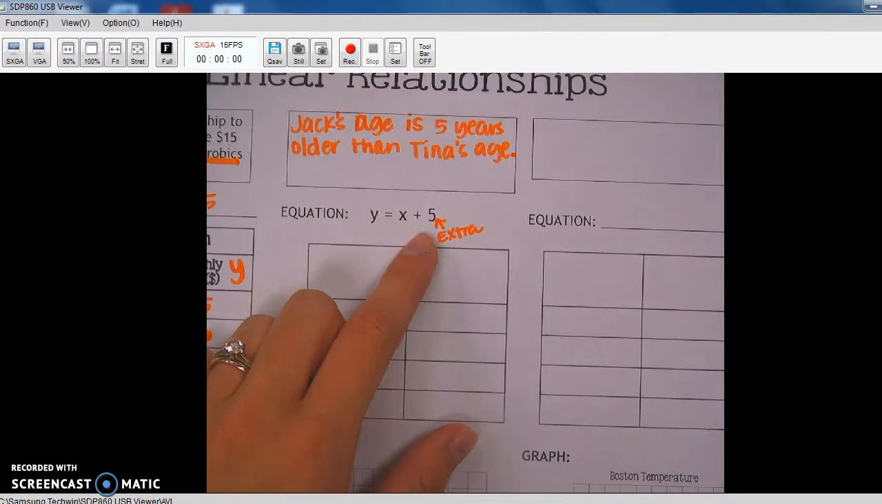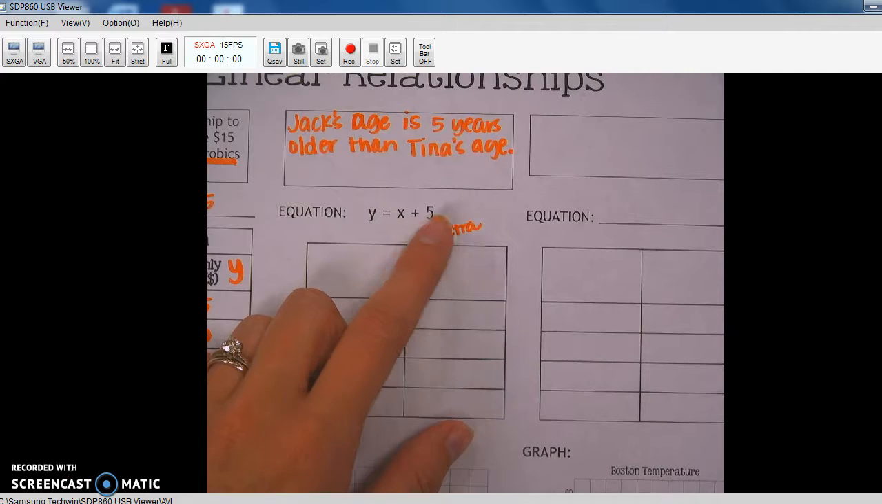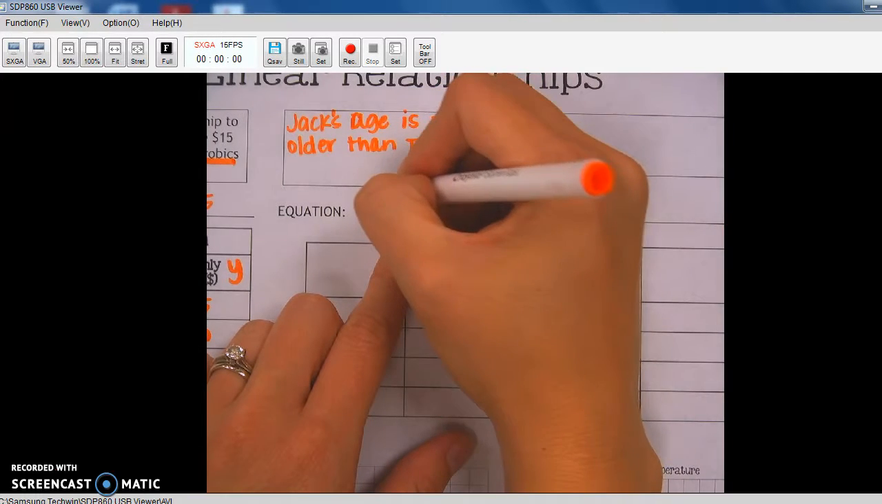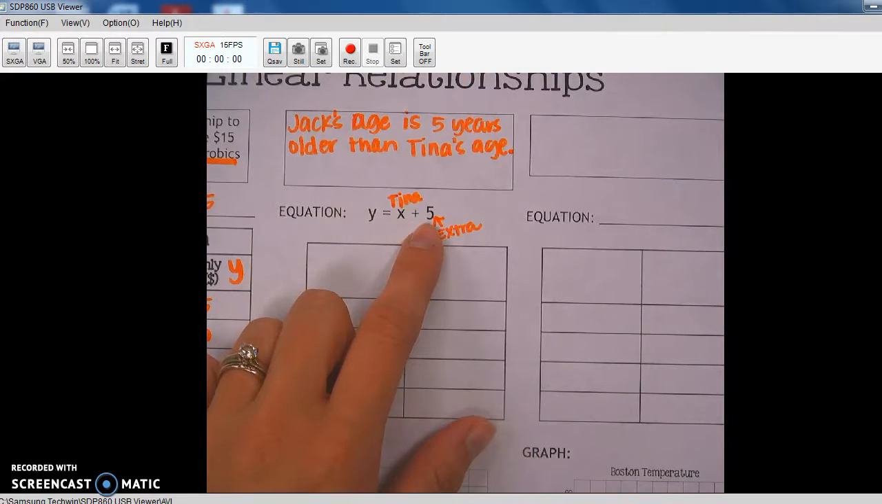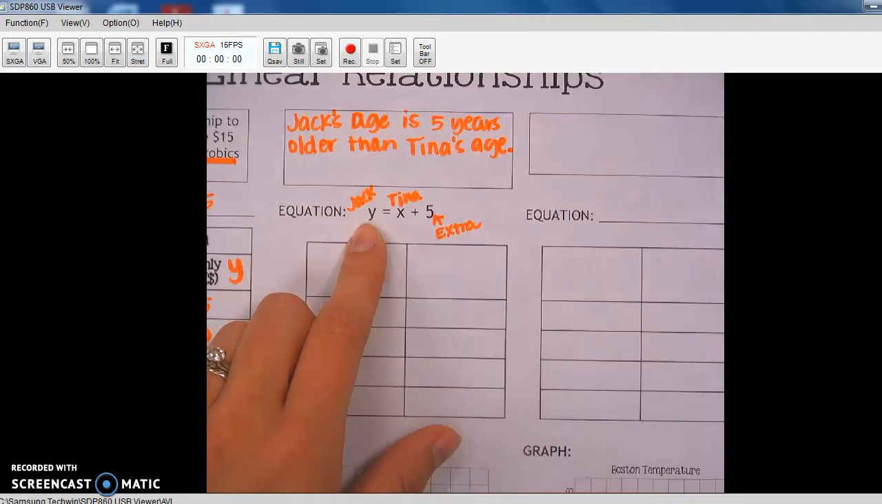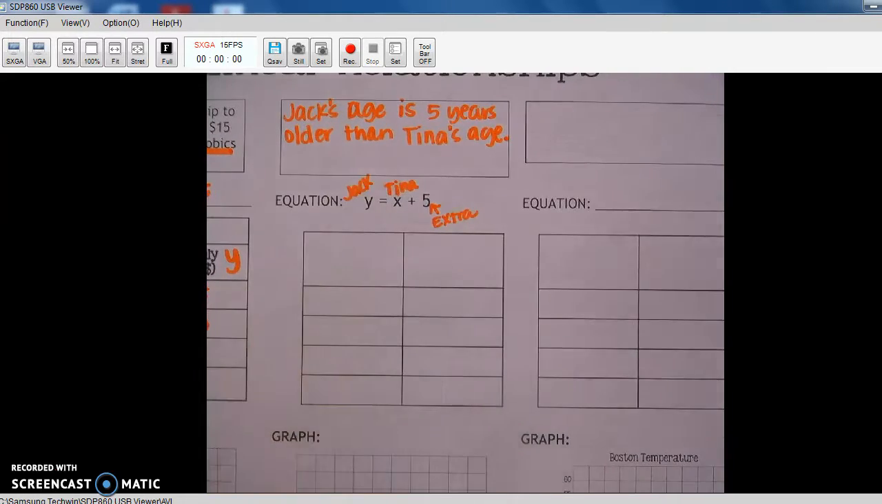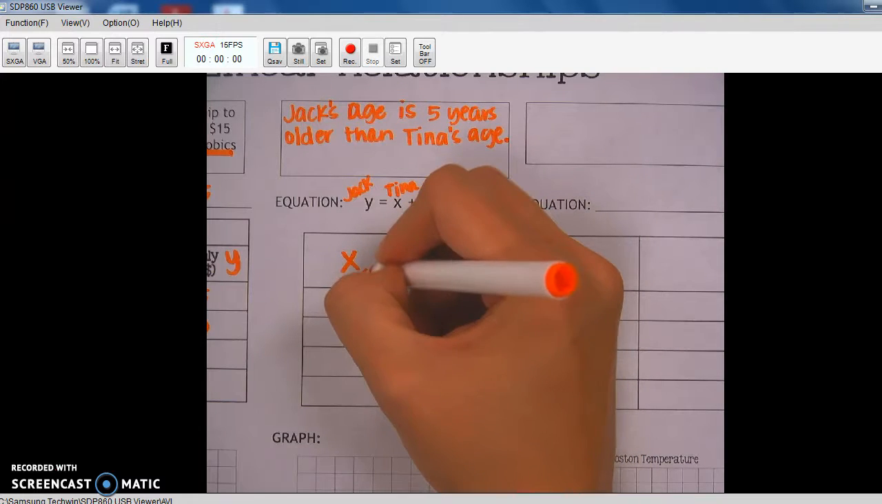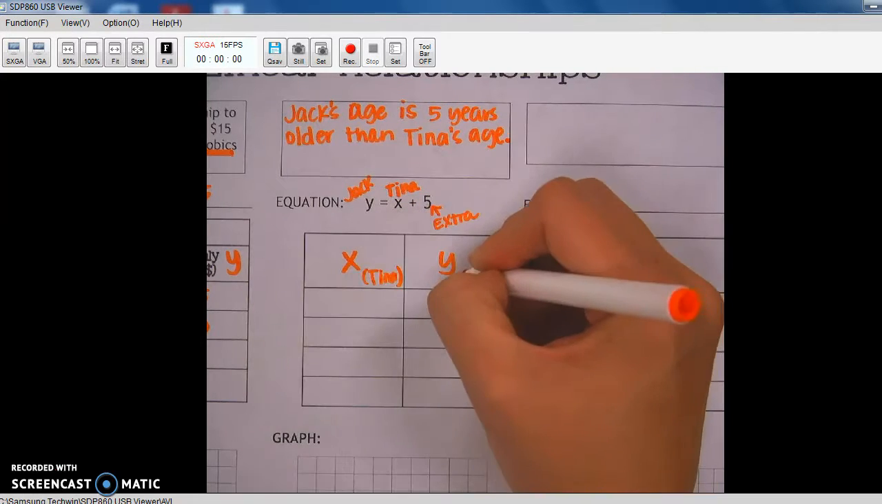So we don't know how old Jack is, but we do know that he's 5 years older than Tina. So we could say X is Tina. If we add 5 to Tina's age, we get Jack's age, which is Y. Okay? So if I put in X and Y here, X is Tina's age, Y is Jack's age.